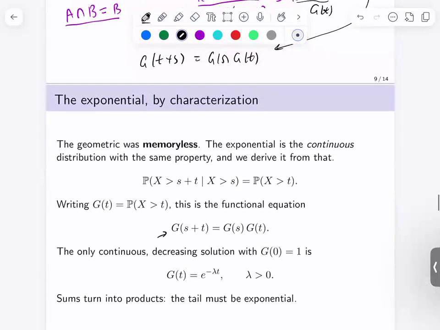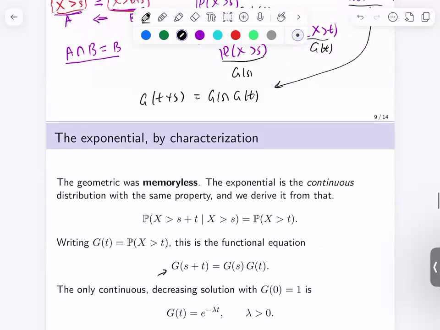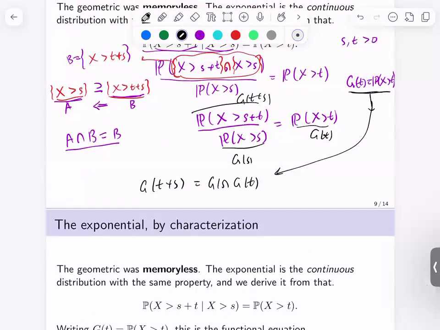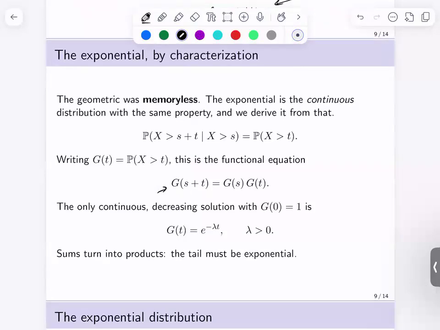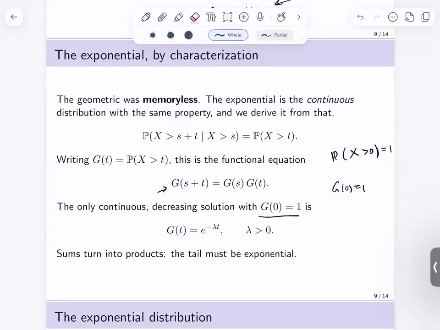The only function that satisfies this, and it has to be decreasing, because the probability that x is bigger than t has to be decreasing as t grows, is an exponential. And then we have the condition that g of 0 is 1. The probability that x is bigger than 0 is 1, because we're assuming that x is not negative. It's like a lifetime, the life of something, the age of something.